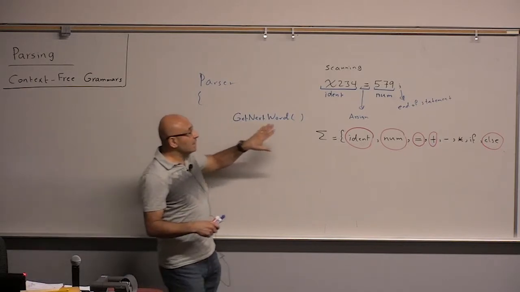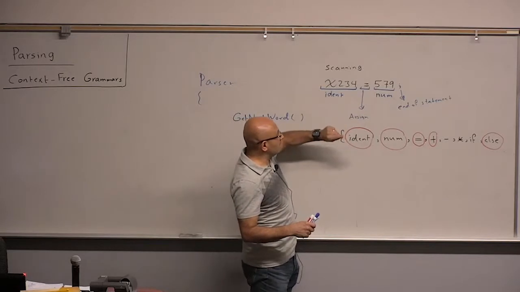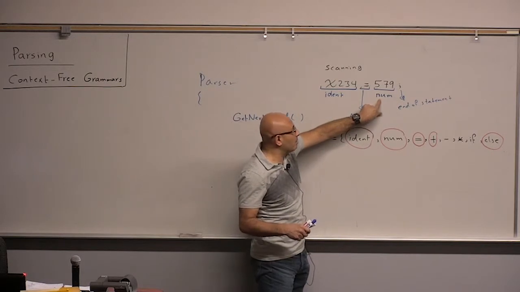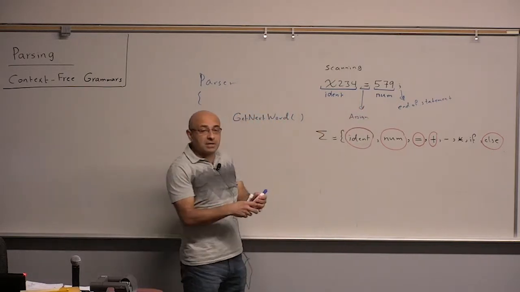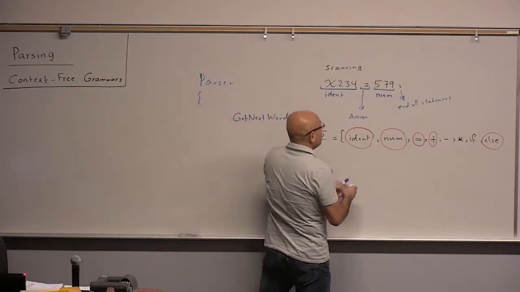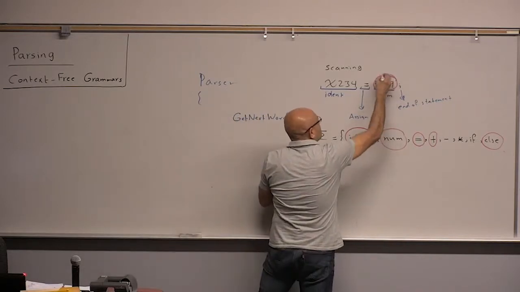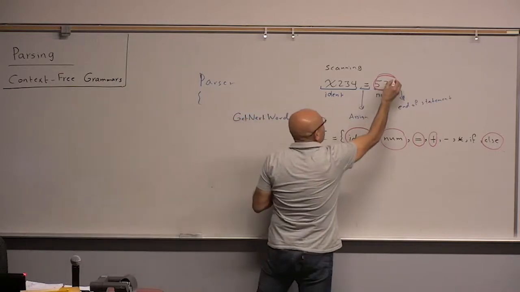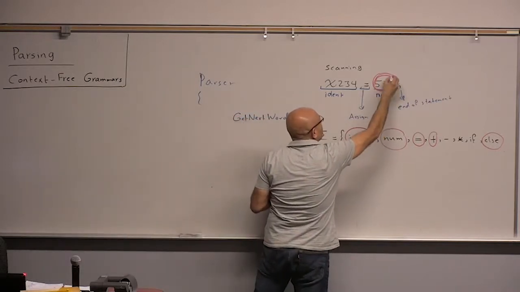Okay, so all the scanner does is identify this as a syntactic category. It says it's the syntactic category number, and then it will give the parser the actual lexeme, which is 579. So this is the lexeme, and then the parser deals with this.